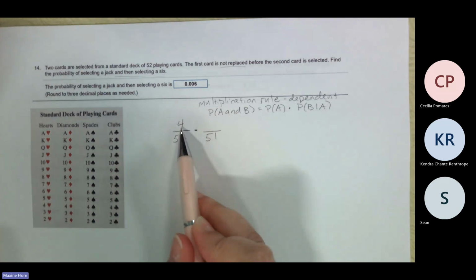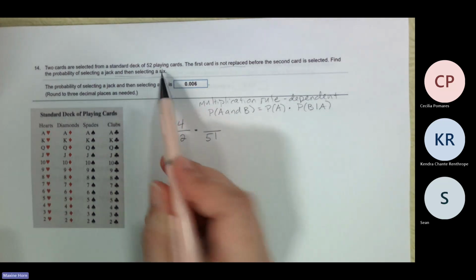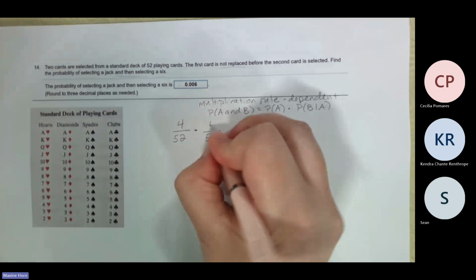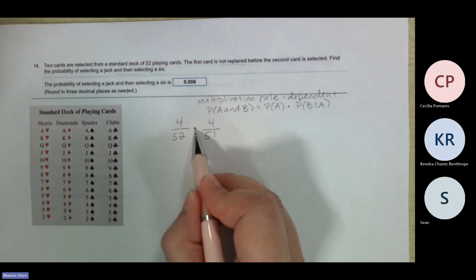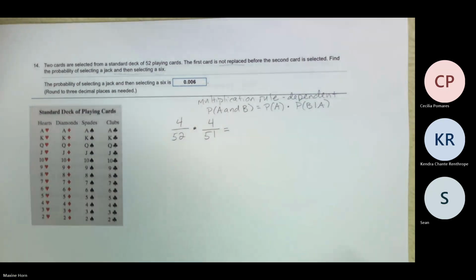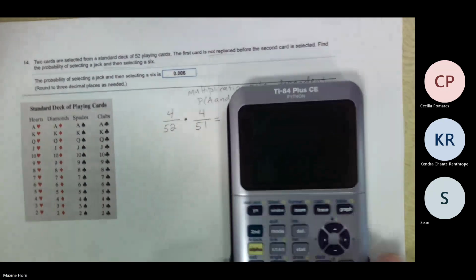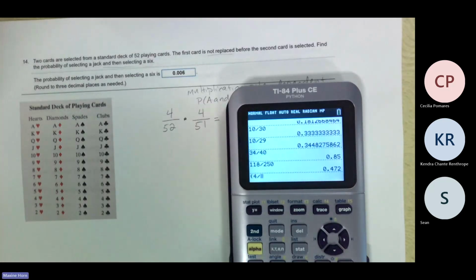Okay, all right, we pulled a jack. It's asking us to then select a 6. So there were 4 6s to choose from, right? 1 in each suit here. Us pulling a jack didn't affect how many 6s there were. It's not like we pulled one of these 6s. So we still have 4 of the 6s to choose from. We're going to multiply these two together, and that's going to give us our probability. So 4 out of 52 times 4 out of 51, and we get 0.006.